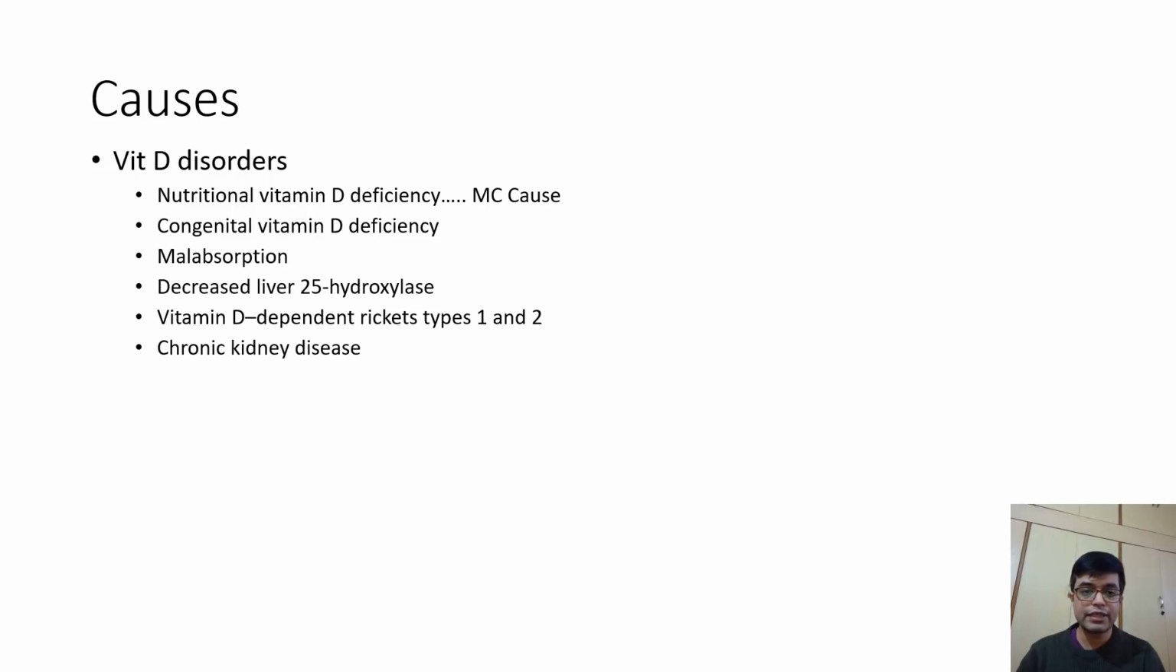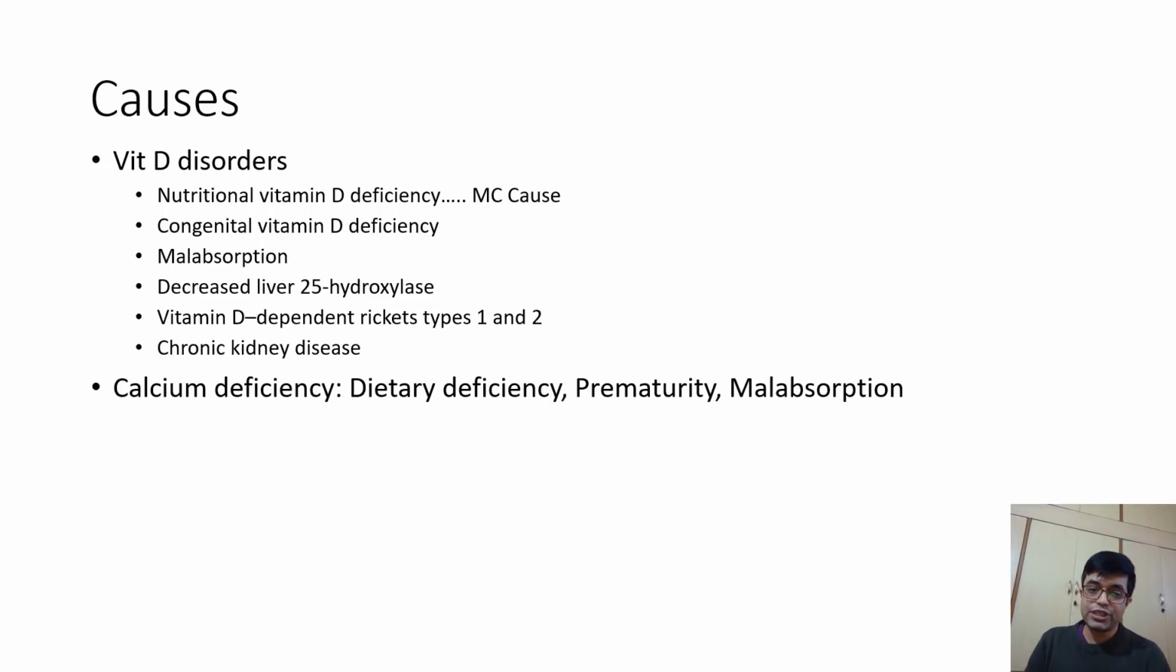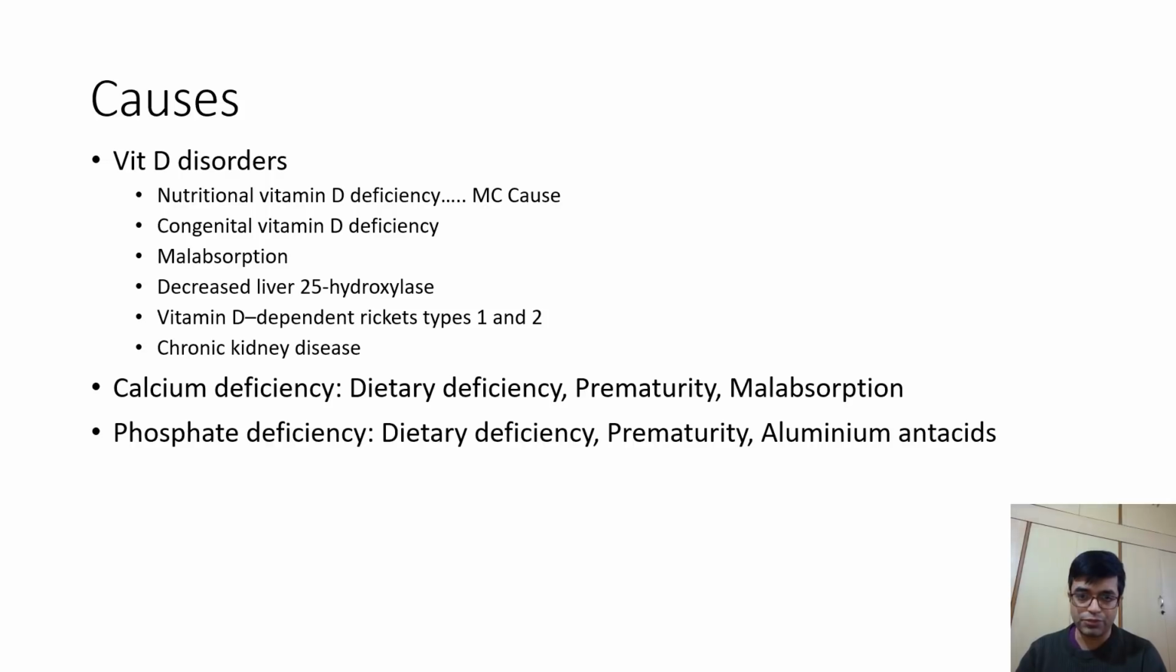What are the causes of rickets? Vitamin D disorders are the overall most common group. Among them, the single most common cause is nutritional vitamin D deficiency. There are other causes like congenital vitamin D deficiency, malabsorption, decreased liver 25 hydroxylase, vitamin D dependent rickets type 1 and 2, and chronic kidney disease. We have calcium deficiency leading to dietary deficiency. There is prematurity of rickets, which is seen in premature children, and malabsorption.